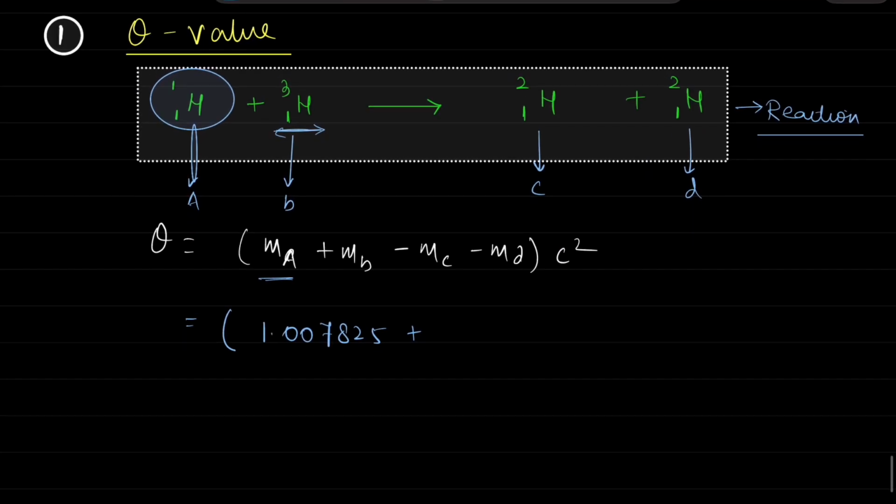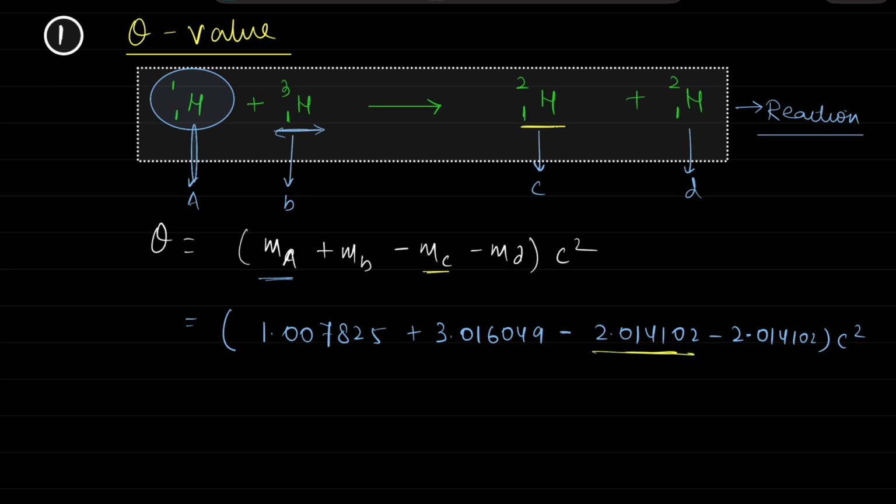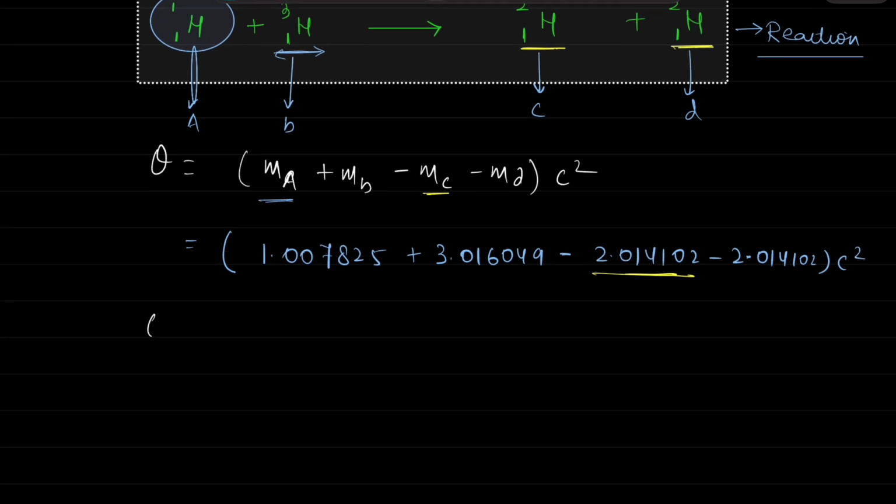So based on this we can write plus 3.016049 minus 2.014102 minus 2.014102, into c squared. You can mention this as the mass of C, its value is 2.014102, and this is also the same thing, both are the same. So if we further solve, Q is equal to minus 0.00433 u into c squared.